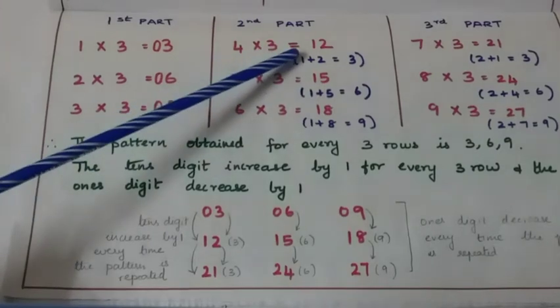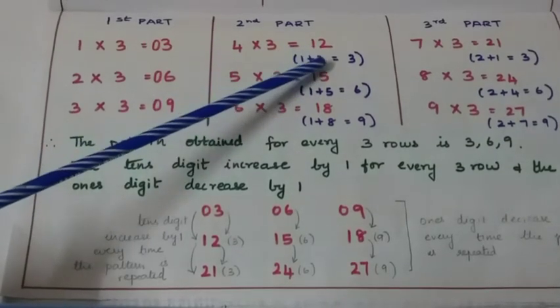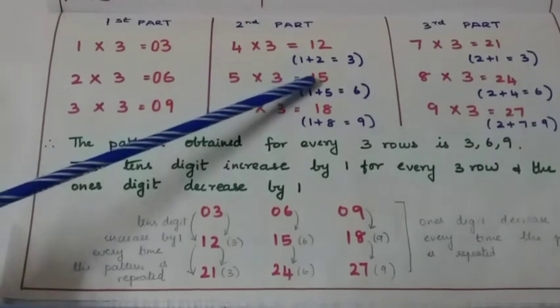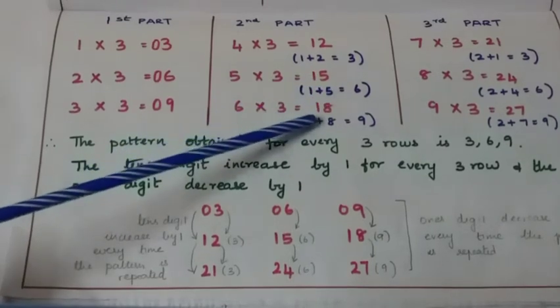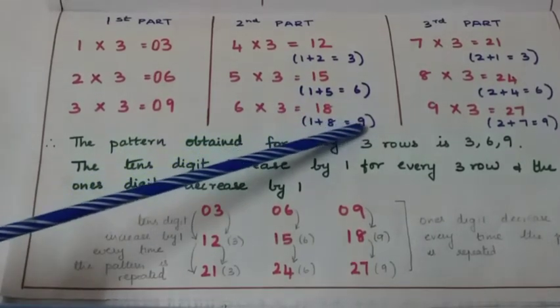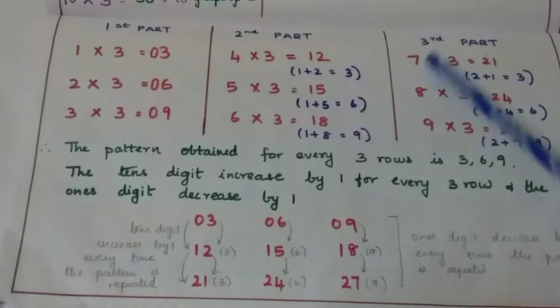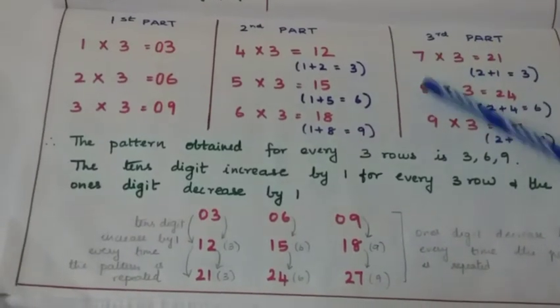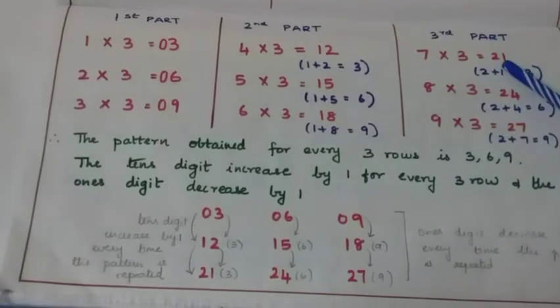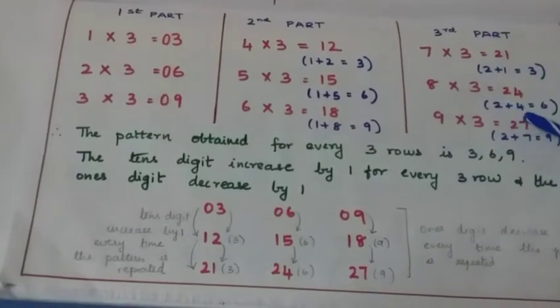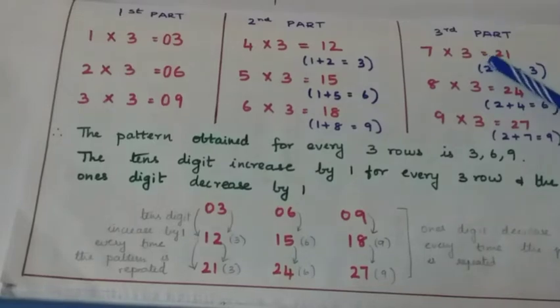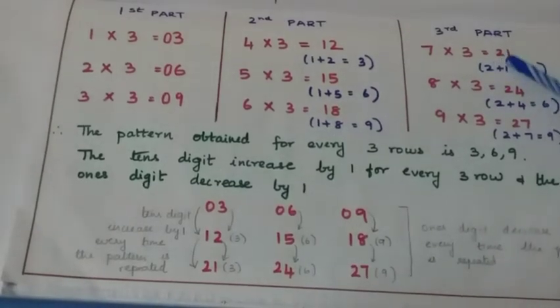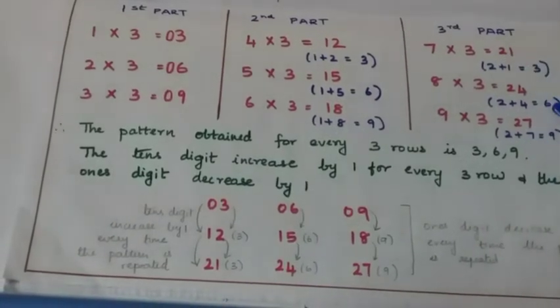So when you add the digits 1 and 2, it is 3. When you add the digits 1 and 5, it is 6. And when you add the digits 1 and 8, it is 9. Similarly, if you observe this third part, where 3 is being multiplied by 7, 8 and 9, the results obtained are 21, 24 and 27, where again when you add the digits together, the pattern obtained is 3, 6, 9.